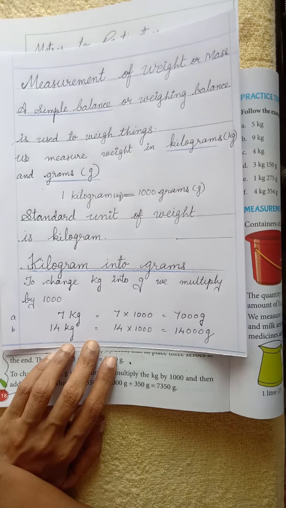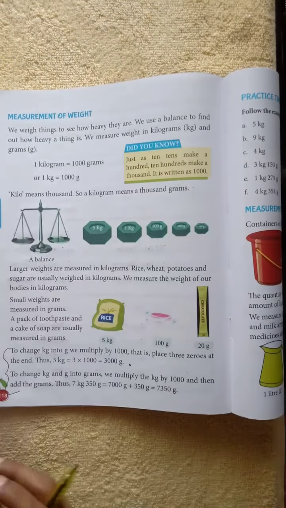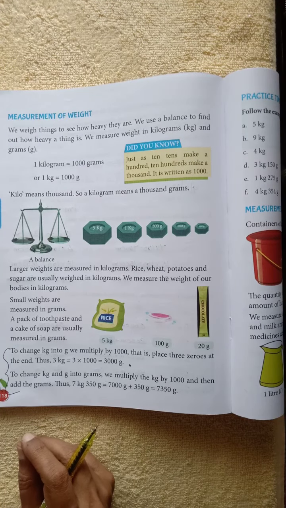So, measurement of weight or mass. A simple balance or weighing balance is used to weigh things. We use a simple balance or weighing balance for what? For measuring weight. Then 1 kilogram equals 1000 grams. Clear?